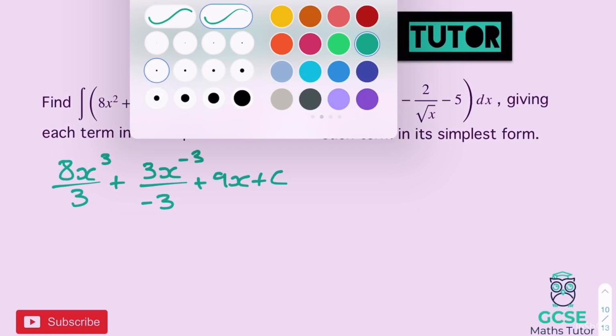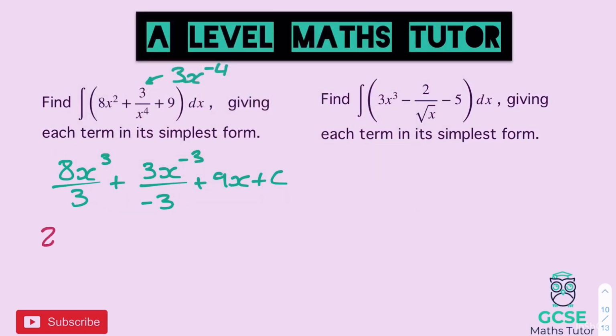And then finishing this off, simplifying that down, 8 over 3 is 8/3, so 8 over 3x cubed. 3 divided by negative 3 is negative 1, so minus x to the minus 3, don't need to put the minus 1 in there, plus 9x plus c. And there we go, there's our first question finished. There we go, on to our next one.